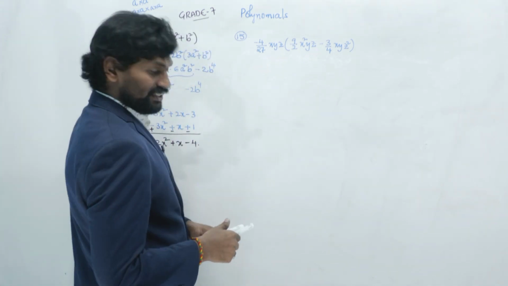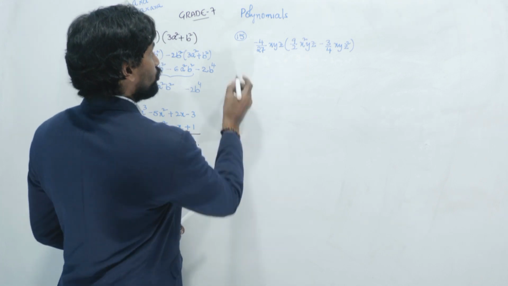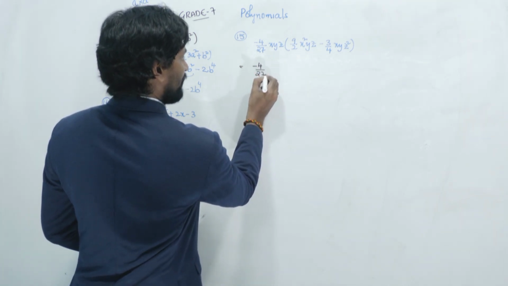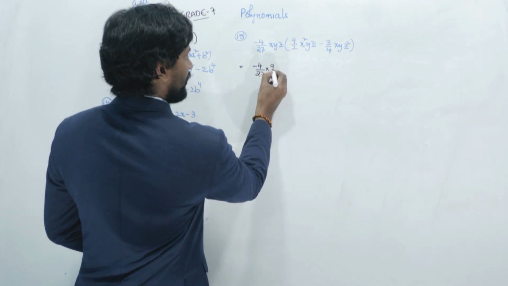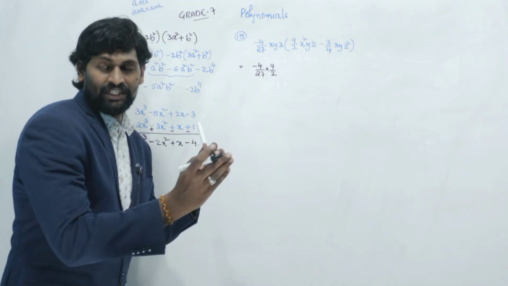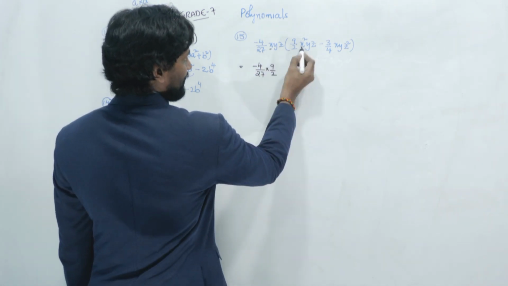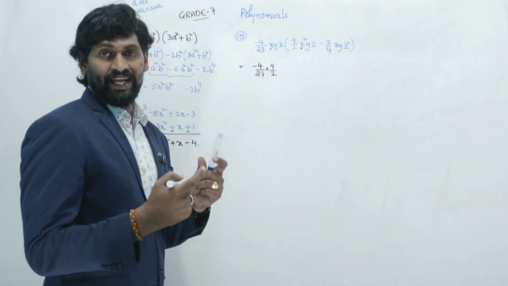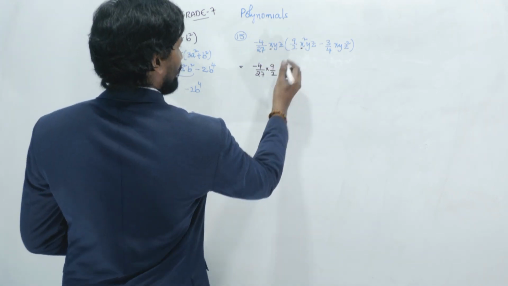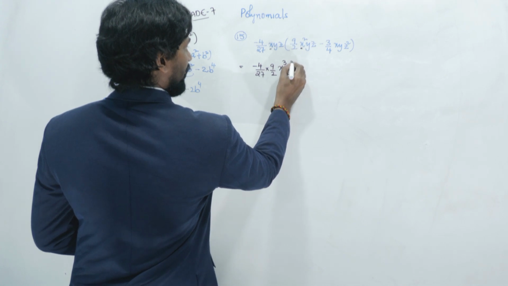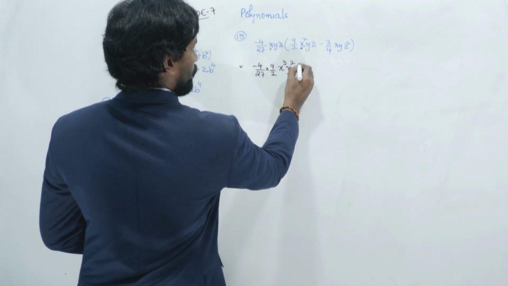So first I am writing the product of numericals. What is numerical? Minus 4 by 27 into, its numerical is 9 by 2. So I am multiplying the numericals. Then variables now. X, here x, here x. Same like terms we can multiply. X into x square, x cube. Y into y, y square. Z into z, z square.